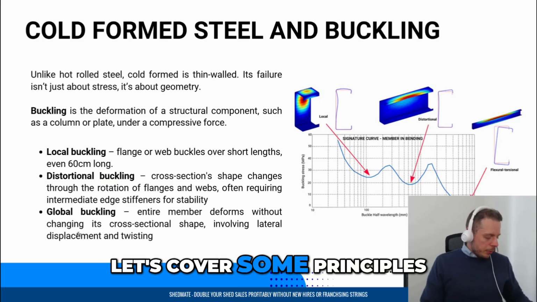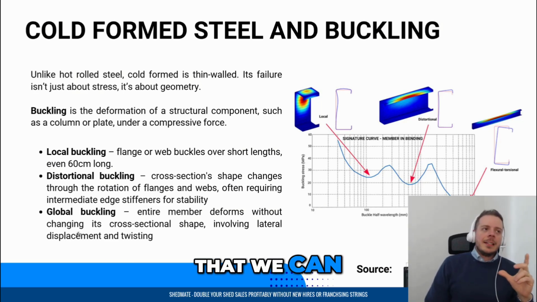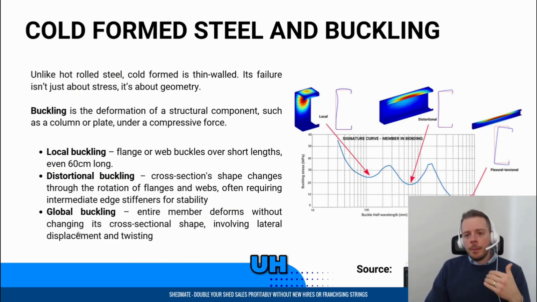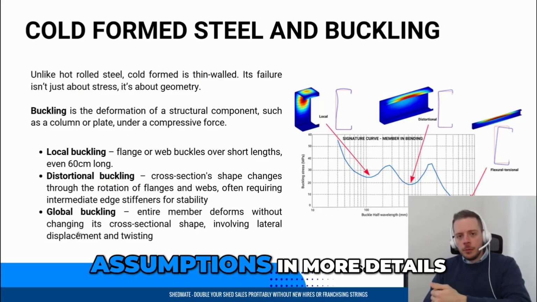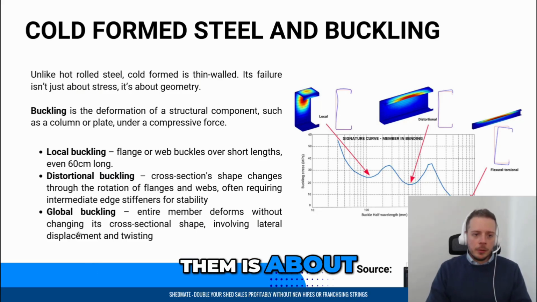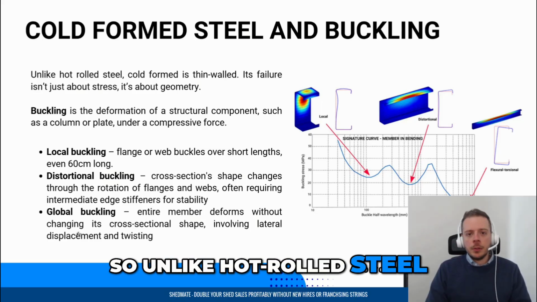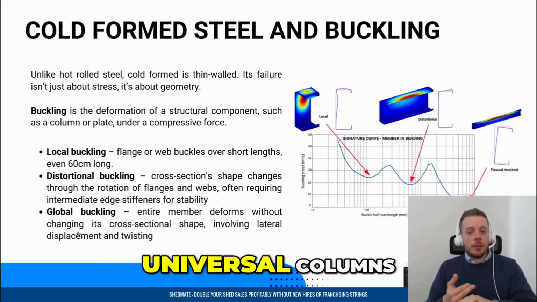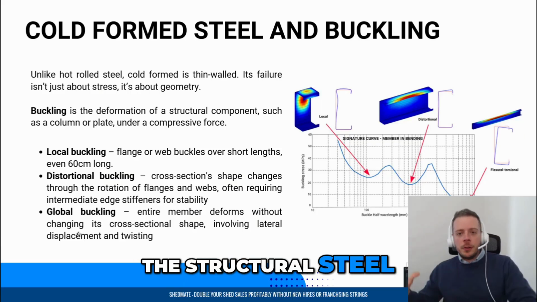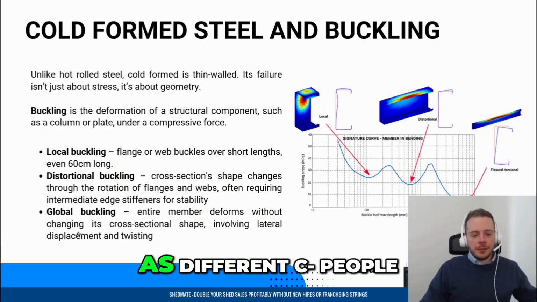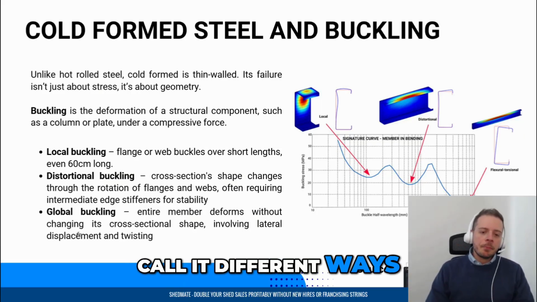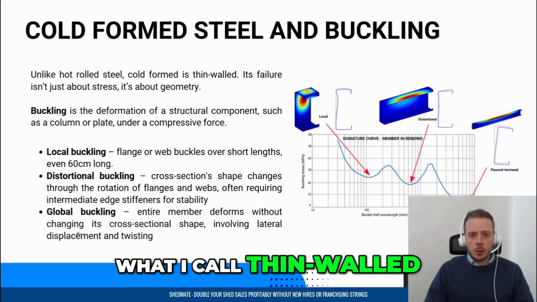Let's cover some principles that can give us a base so we can cover those assumptions in more detail. And one of them is about cold formed steel and buckling. Unlike hot rolled steel, I'm talking here about the universal beams, universal columns, the structural steel, or fabricated steel, as different people call it different ways. Cold formed is what we call thin walled.